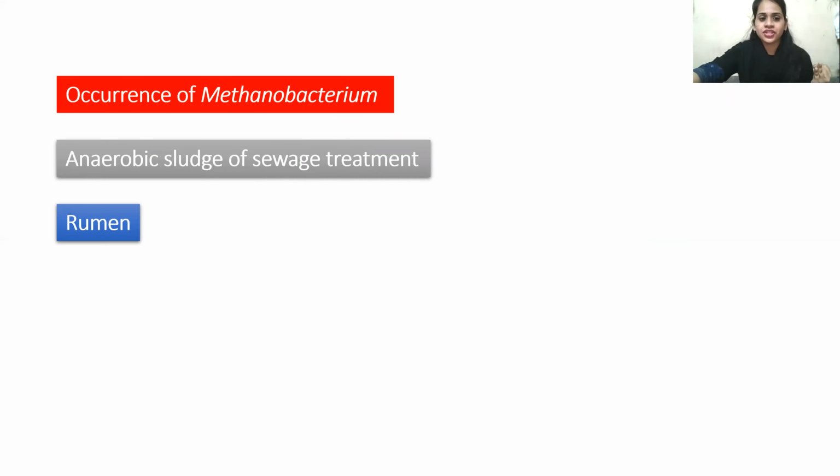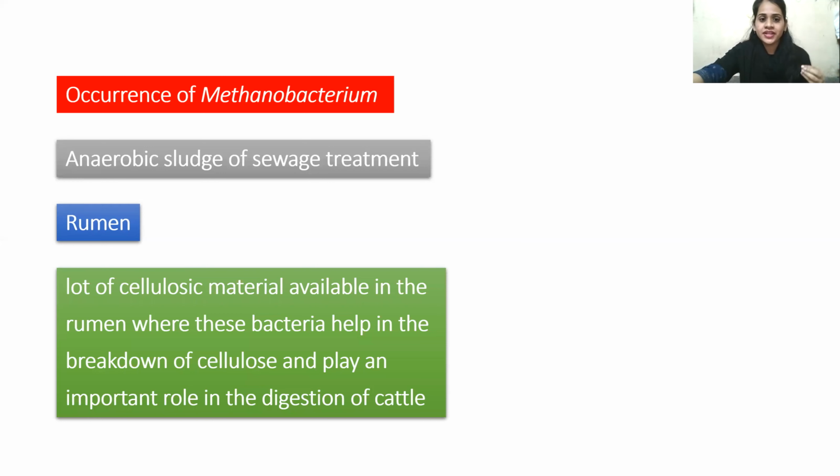You can find methanobacterium in the rumen, which has a lot of cellulosic material, where these bacteria help in the breakdown of cellulose and play an important role in the digestion of cattle. The cattle eat grasses and plants, which have a lot of cellulose. When the breakdown of cellulose takes place in their body, it releases methane gas.